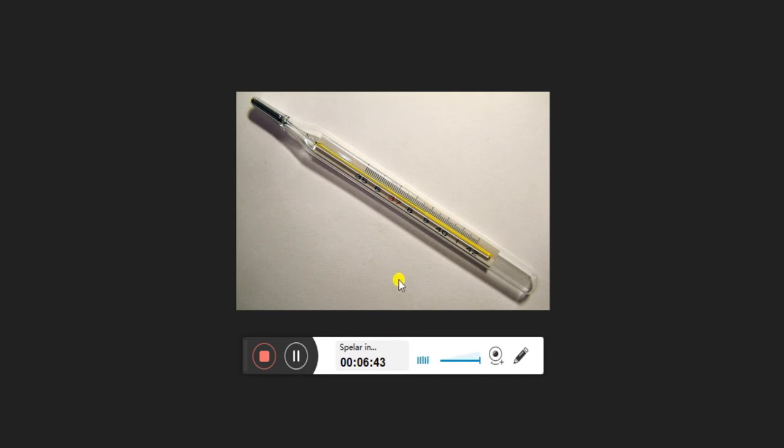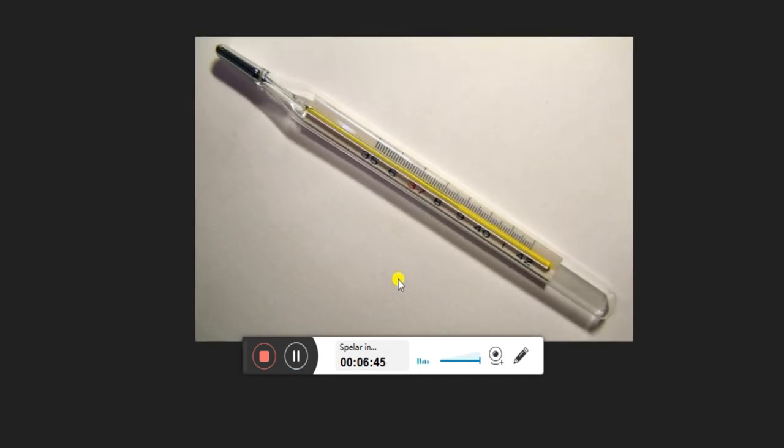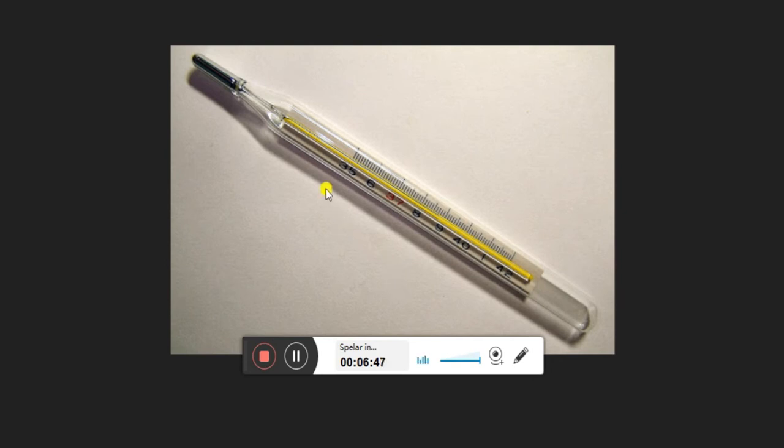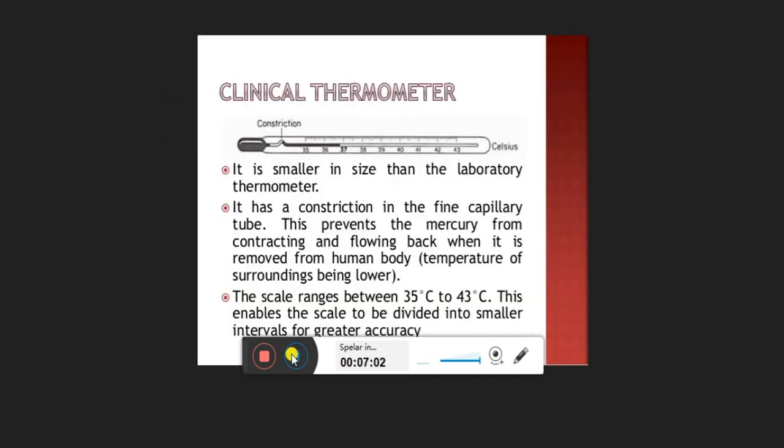Now children, what you are seeing on your screen is the clinical thermometer, and it is used to measure the temperature of your body, especially when you have a fever. So this is called the clinical thermometer. What is the characteristic of this clinical thermometer? First, it is smaller in size than the laboratory thermometer, and it has a constriction in the fine capillary tube.